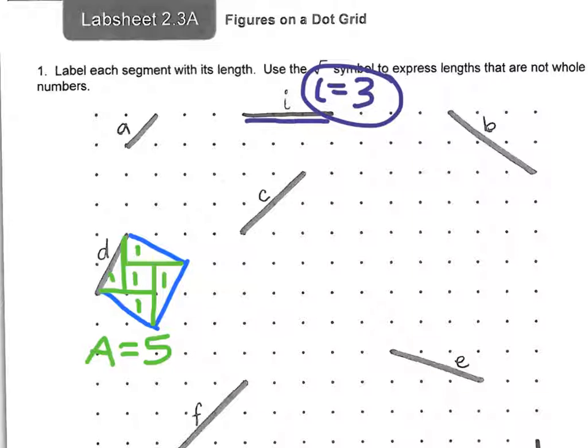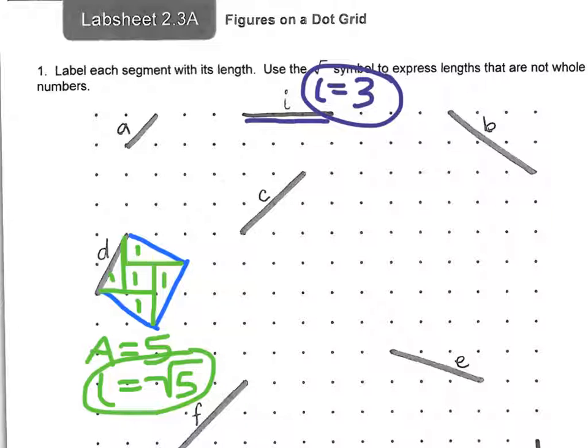That means, remember, that the side length is going to be the square root of 5. Remember, if you have the area of a square, you take the square root of the area to get the side length. So the side length, the length of segment D, is the square root of 5.